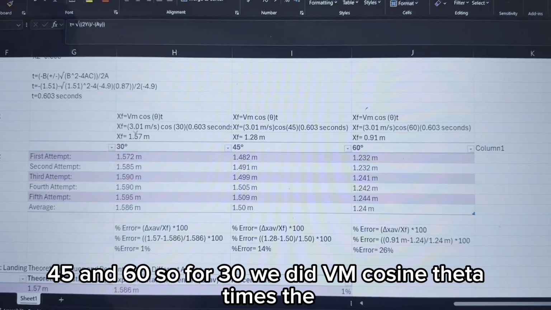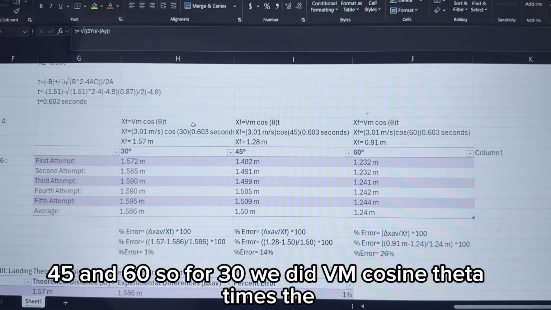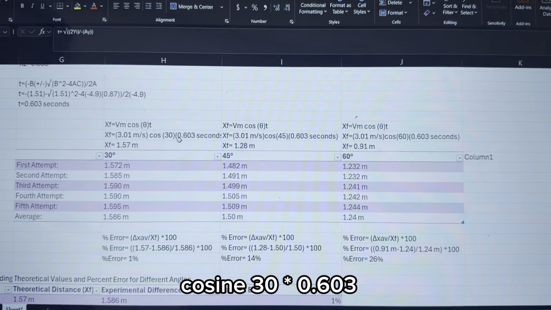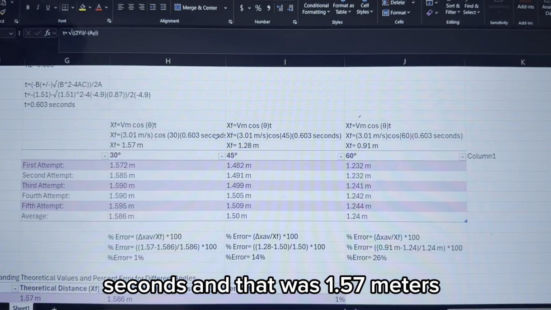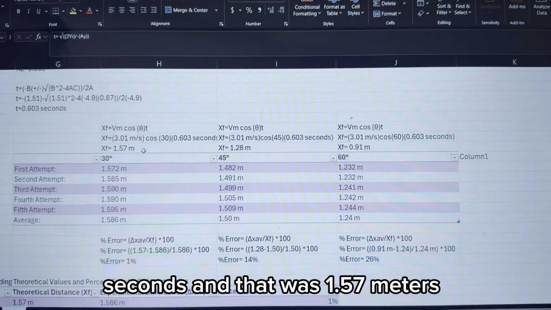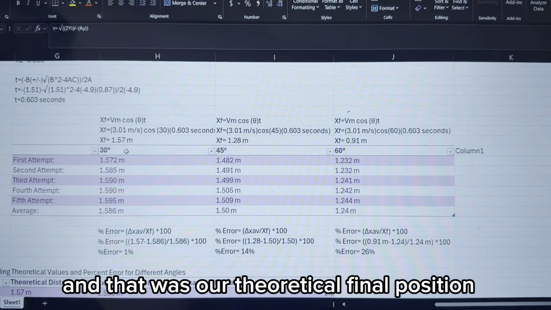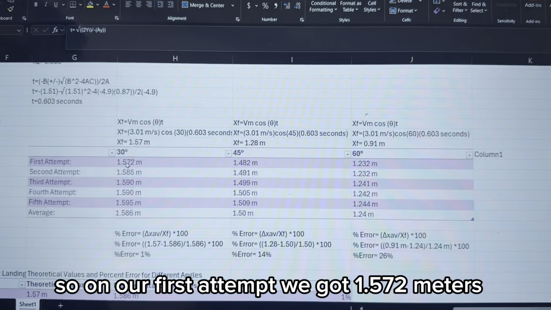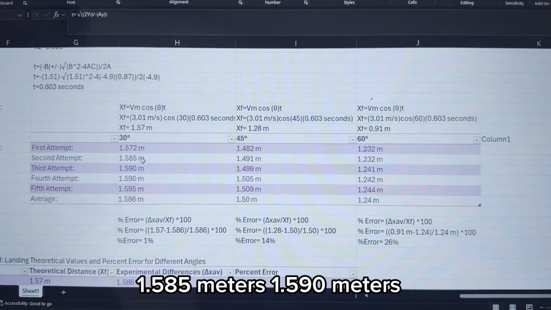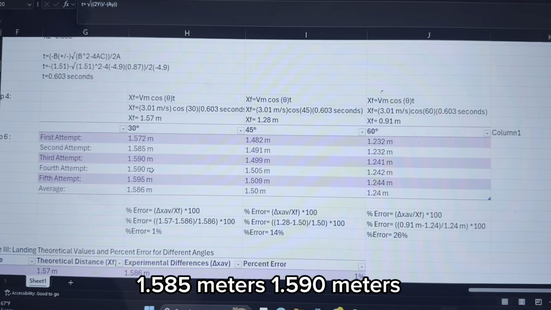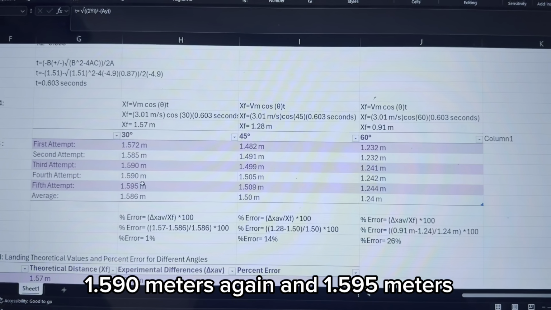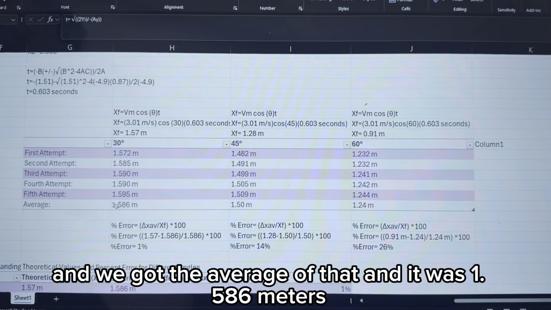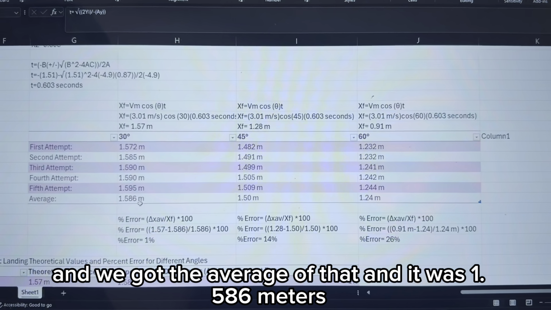So for 30, we did Vm cosine theta times the time that we just got, and that gave us 3.01 meters per second cosine 30 times 0.603 seconds, and that was 1.57 meters, and that was our theoretical final position for the angle 30 degrees. So in our first attempt, we got 1.572 meters, 1.585 meters, 1.590 meters, 1.590 meters again, and 1.595 meters. And we got the average of that, and it was 1.586 meters.